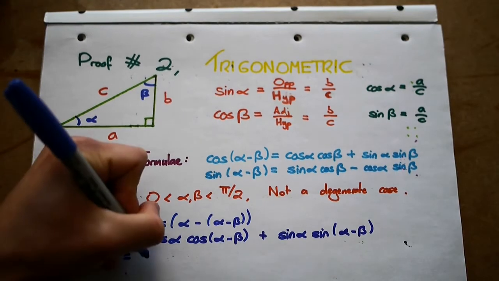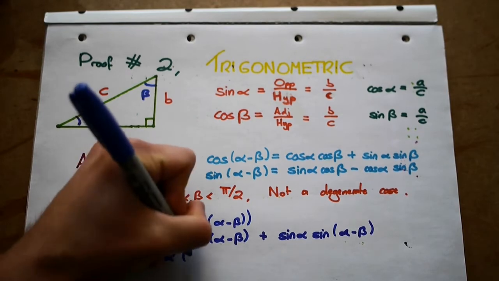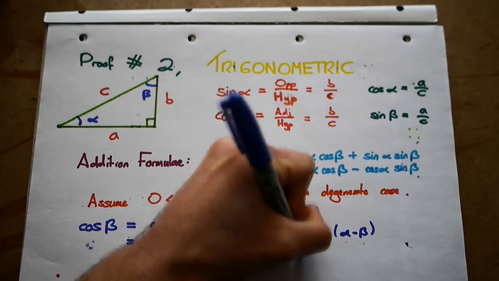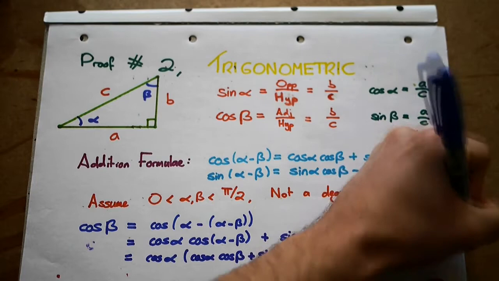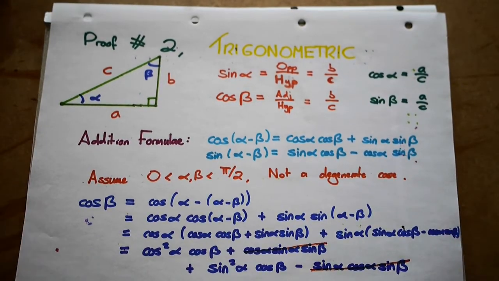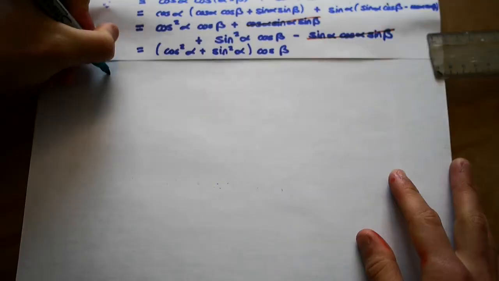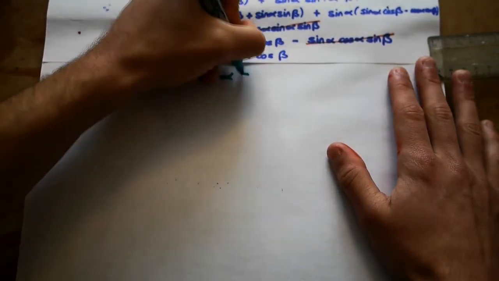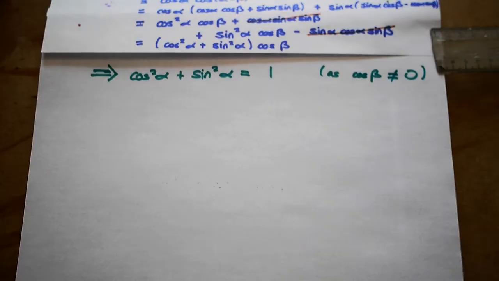Then again by using both subtraction formulas for sine and cosine, we have cos alpha multiplied by cos alpha times cos beta plus sine alpha times sine beta, plus sine alpha times sine alpha cos beta minus cos alpha sine beta. Multiplying these terms out and cancelling, we eventually end up with cos squared alpha plus sine squared alpha, all multiplied by cos beta. Because of our range for alpha and beta, cos beta does not equal 0, and therefore we can conclude that cos squared alpha plus sine squared alpha equals 1.